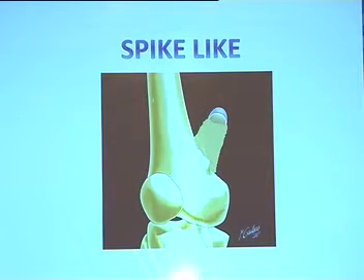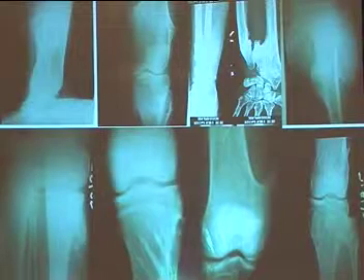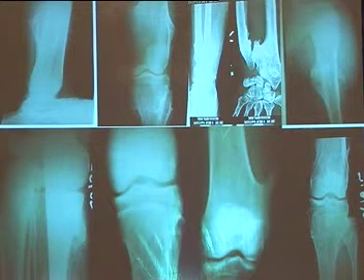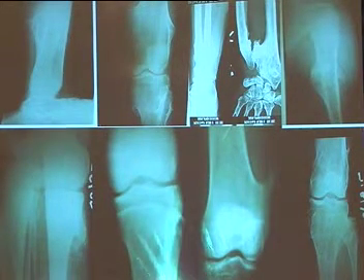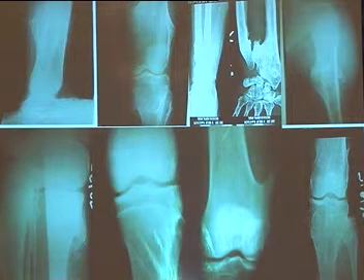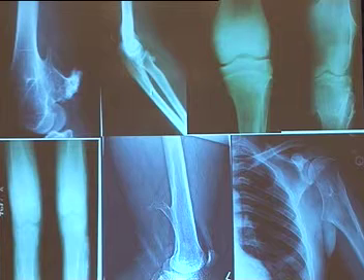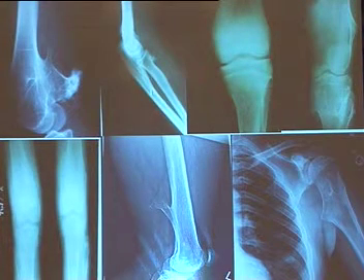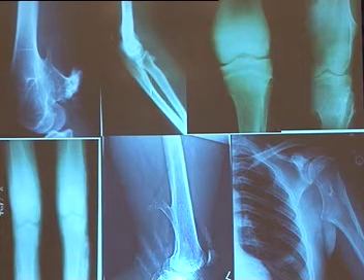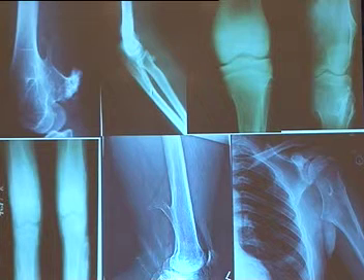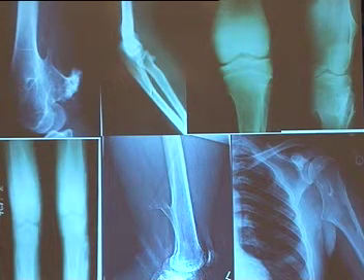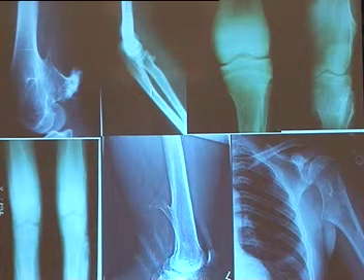And we have tried to describe one more type called spike-like, where there is a projection of exostosis. You can see radiographs of various bones here: the distal femur, the distal radius, the proximal tibia. You can see again the radiographs of distal femur and proximal humerus.